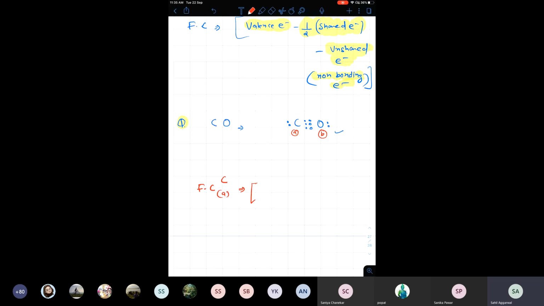A मतलब carbon. What is the valence electron of carbon? 4. Half of bonding electrons, मतलब shared electrons, that is 6, so 3. Minus non-bonding electrons, that is 2. 4 minus 3 minus 2, मतलब -1. इस पर चार्ज है -1. Any doubt in this?